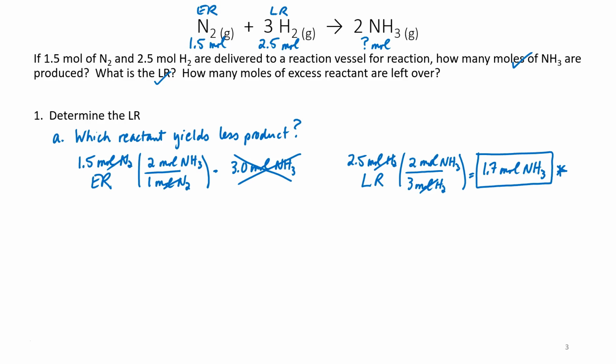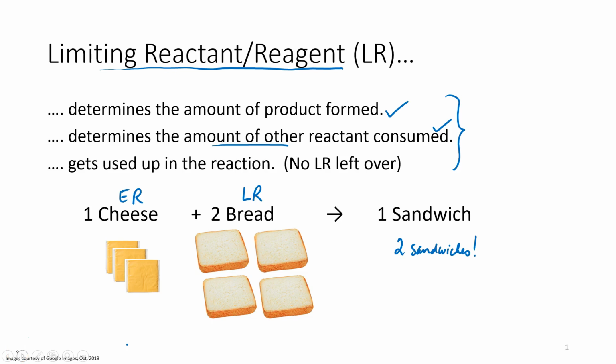Let's go back to the sandwich example. So it's obvious here that bread is the limiting reactant, but using the method that we used before, which reactant yields less product? For every 3 pieces of cheese, I can make 3 sandwiches. But for every 2 pieces of bread, I can only make 1 sandwich. So here, with 4 pieces of bread, I can only make 2 sandwiches. So that means that bread is the limiting reactant. Let's go back to the chemistry problem.